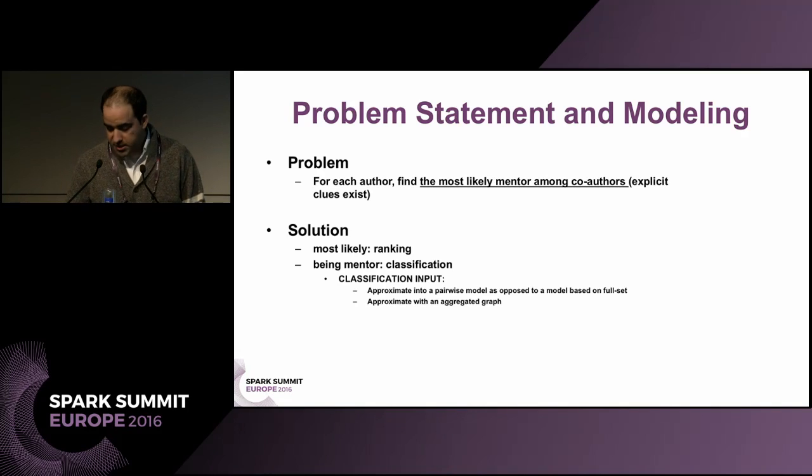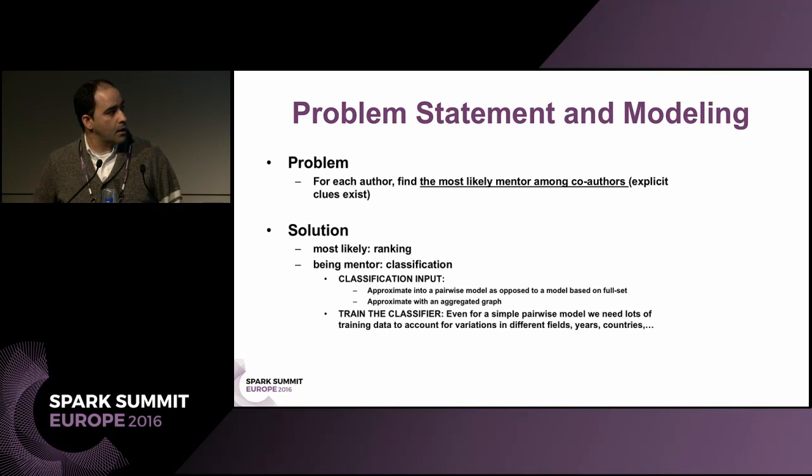And what is the training data for that classification problem as well? Ideally, if I want to find someone's mentor, I would like to look at all their co-authors at the same time, but that's not very scalable, and that's not very straightforward.